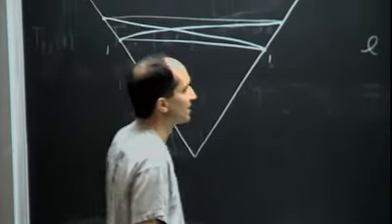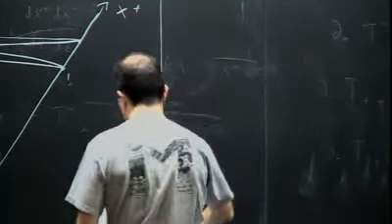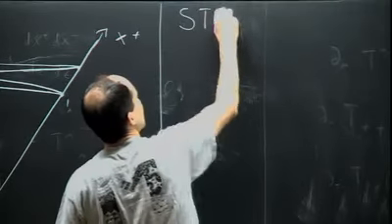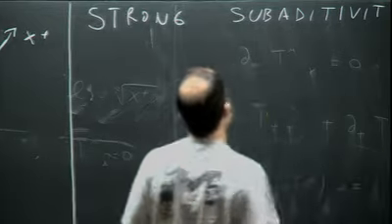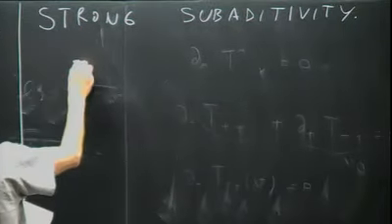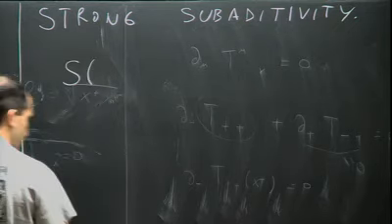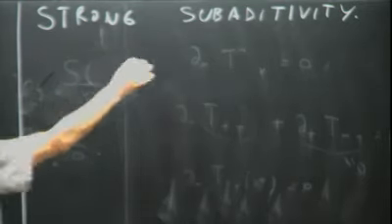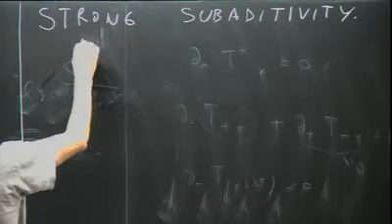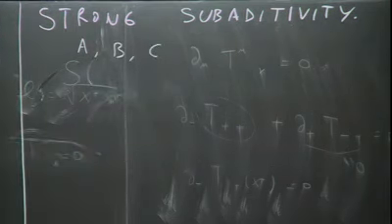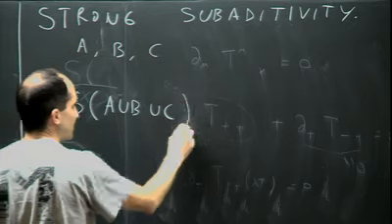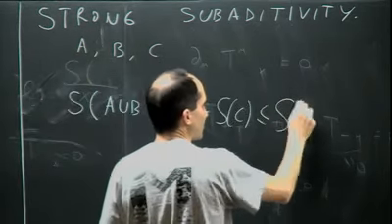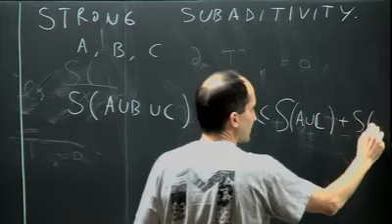Yeah, let's see. Let's write it here. Well, let me erase this formula. So the inequality we are going to consider is called strong subadditivity. And it says that if you consider the entanglement entropy... So strong subadditivity is an inequality that involves three regions, so regions A, B, and C. We're considering the entropy of A union B union C plus the entropy of C is less than or equal to the entropy of A union C plus the entropy of B union C.